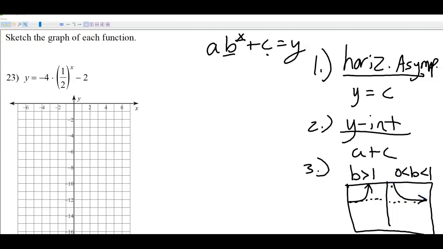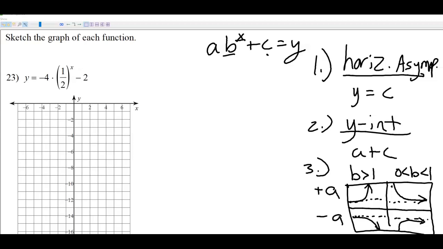Okay? Now, that's if a is positive, though, because when a is negative, from our transformations, we know that just flips it over. So in this case, it would look like that. And in this case, it would look like that. Okay? So there's our steps. Let's go ahead and apply those steps to number 23 here.